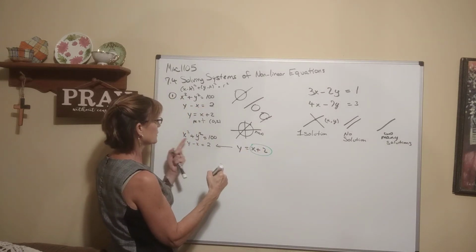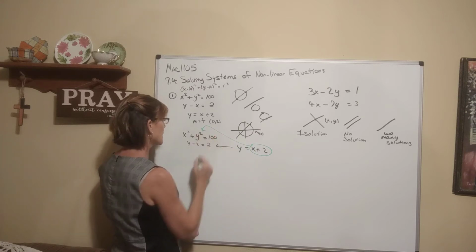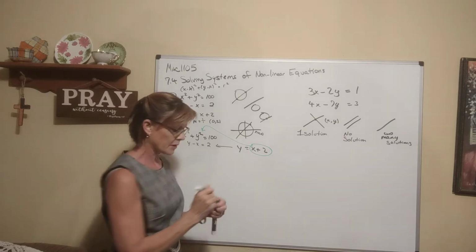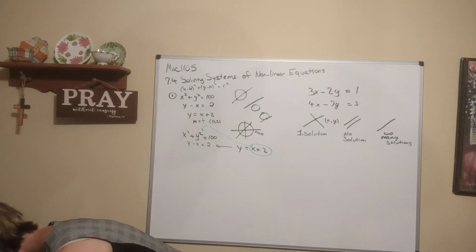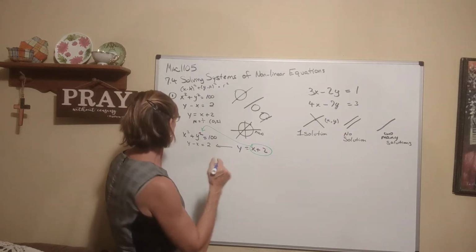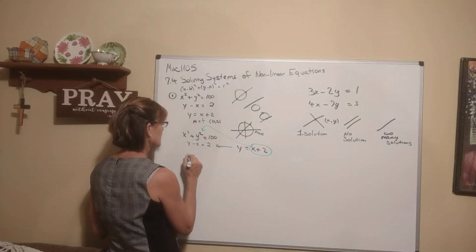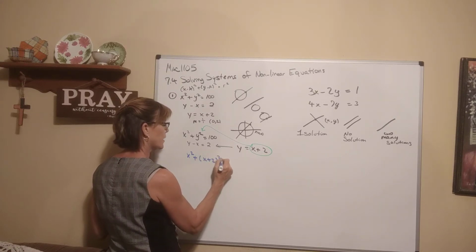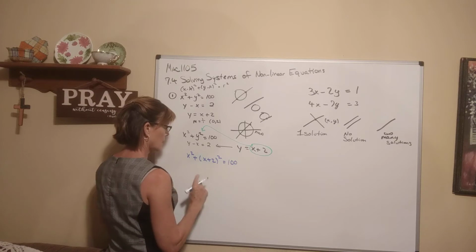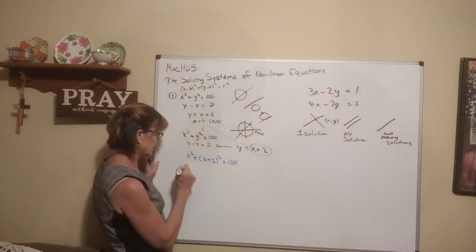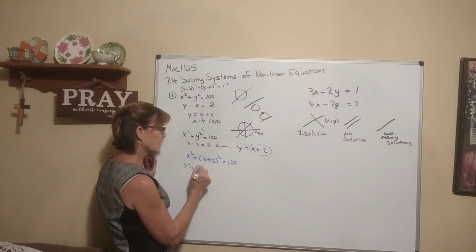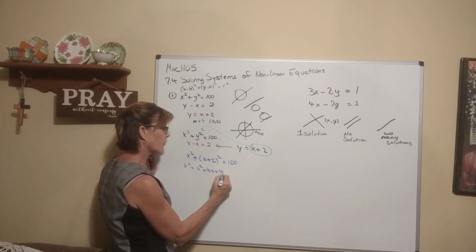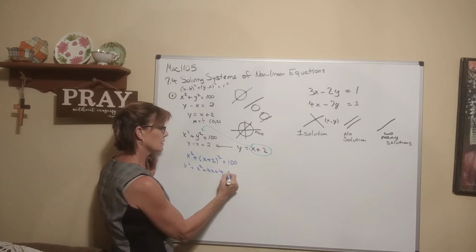So instead of saying x squared plus y squared, I'm going to say x squared plus, I'll use something besides green. I don't know how well that shows up. I think I have a blue. x squared plus x plus 2 squared is equal to 100. All right, so now I'm going to square this term. This will be x squared plus x squared plus 4x plus 4 is what you get when you square that.